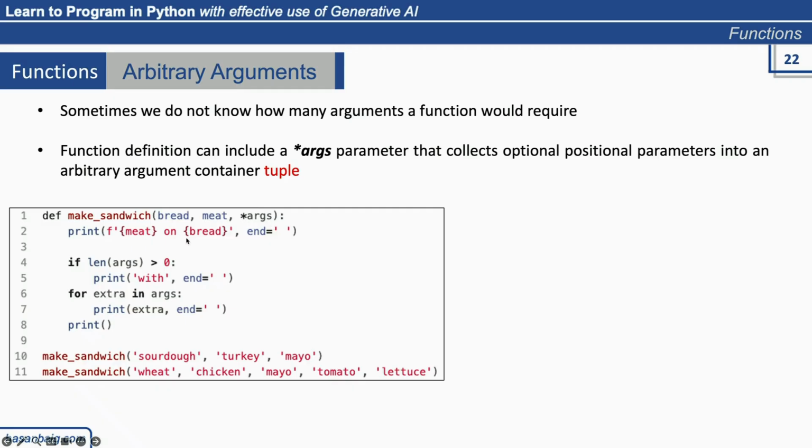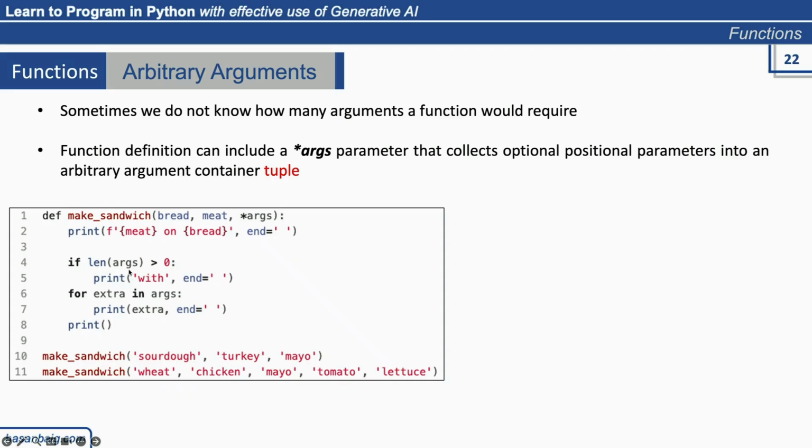Okay, so see how it executes the code. First of all, it will pick up the value assigned to meat, which in this first example is turkey, on sourdough, because we passed sourdough, and then it will give a space at the end. Rather than changing line, we are providing a space. So it will print this first, and then it will proceed ahead to check the len.